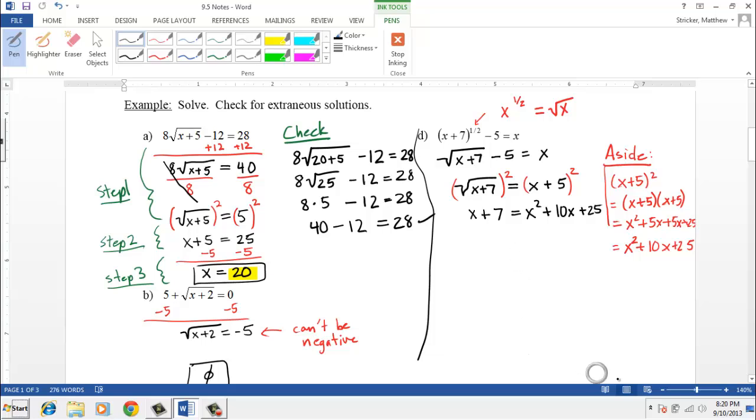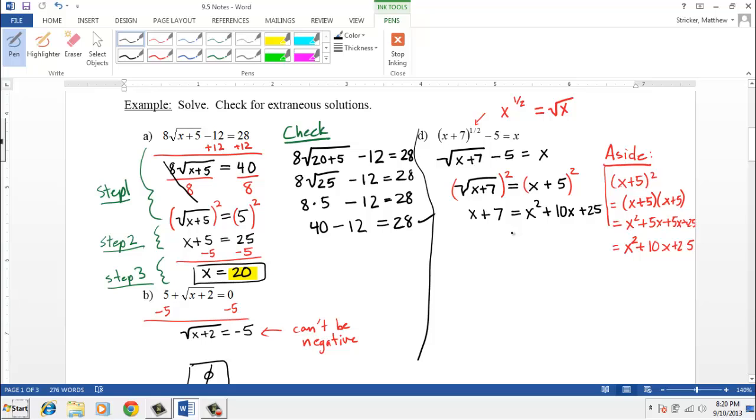And so here we now need to be able to recognize that this is not a linear equation where we try to get the x's on one side and numbers on the other. Here we actually have a quadratic equation. And so we need to do what if we have a quadratic equation?